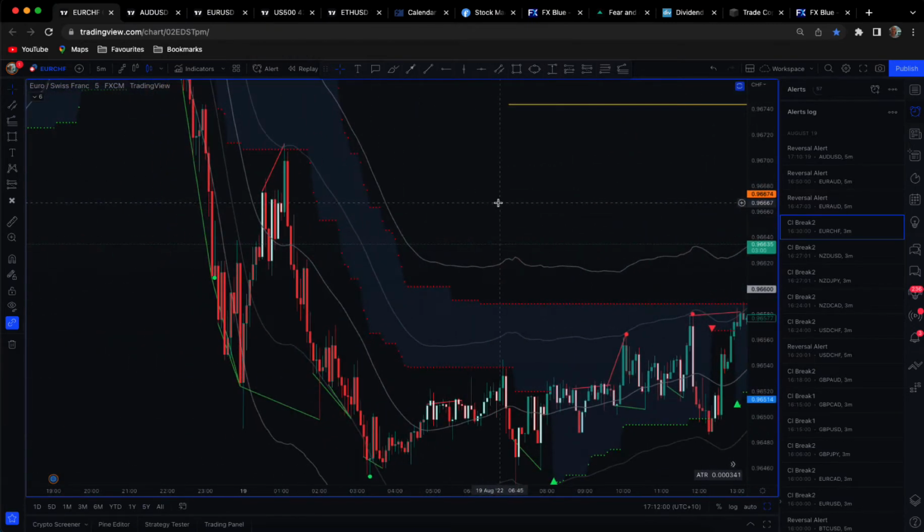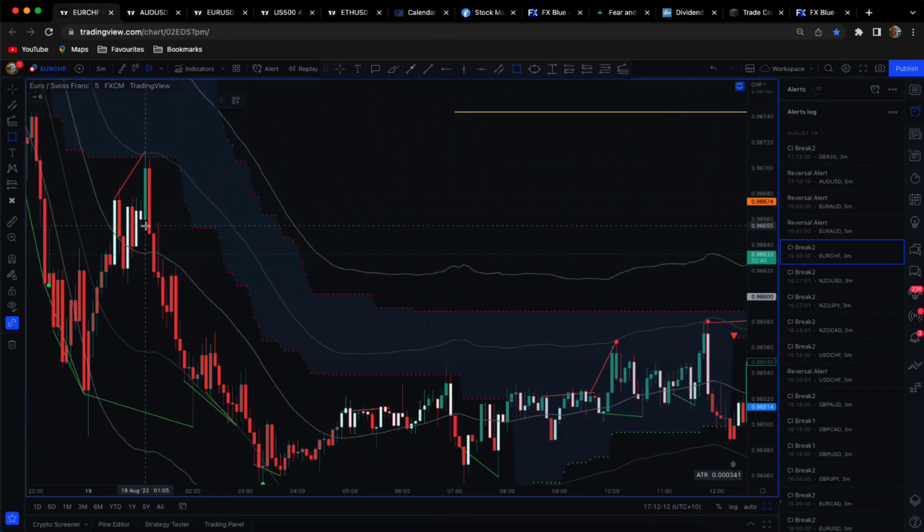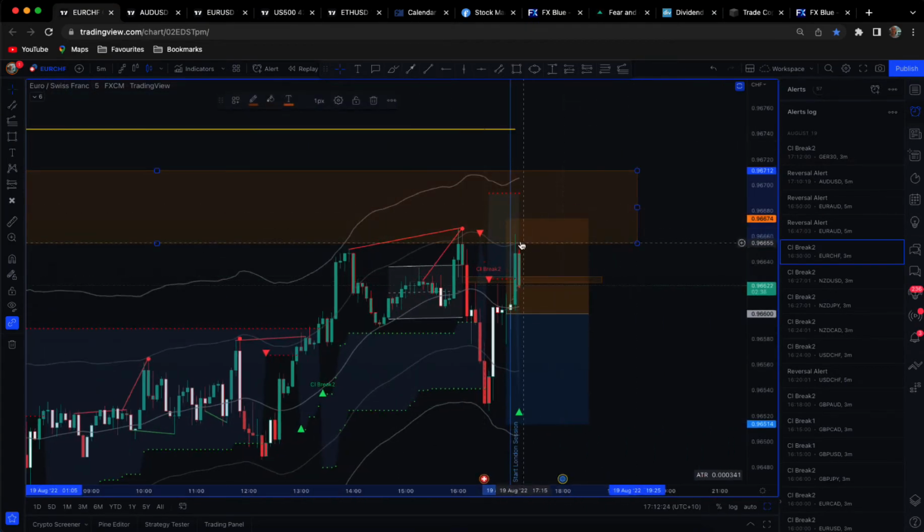This is where price is currently trading. We do have this order block here on the 5 minutes. Let's pull that across. There you go. Okay, so we've had a couple of touches, this order block here.